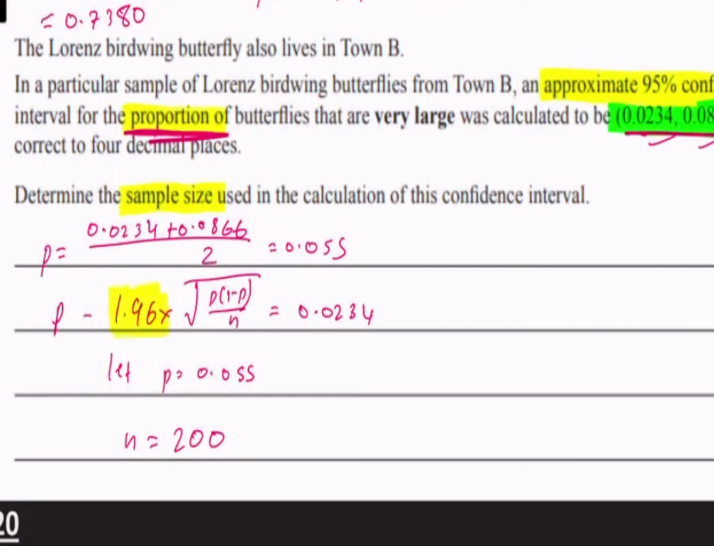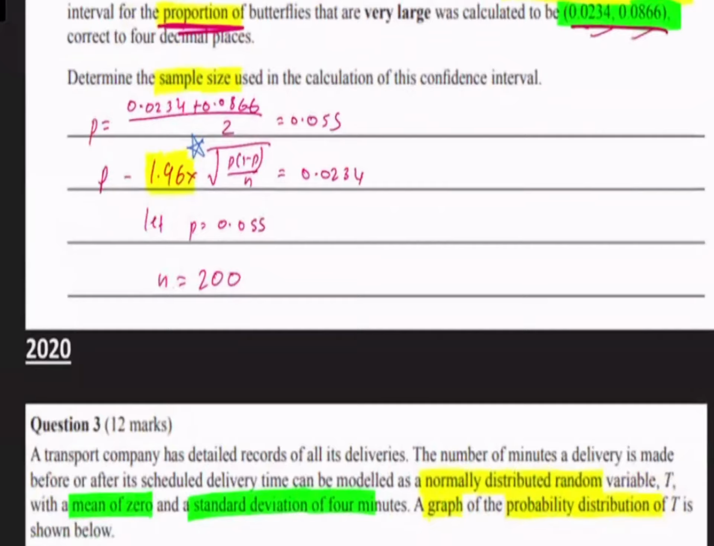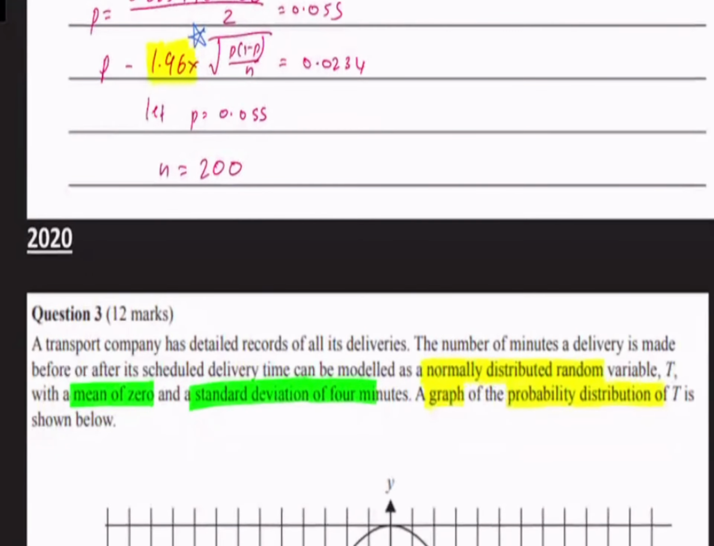So depending on what the confidence level is, the z value is going to change. So just be careful of that. It's not always going to be 1.96. So that's the 2019 question. So 2020.